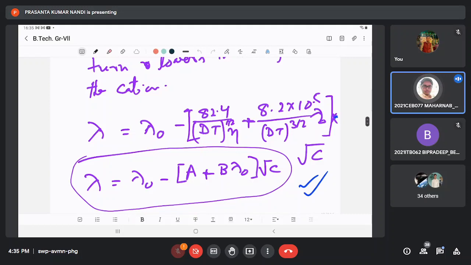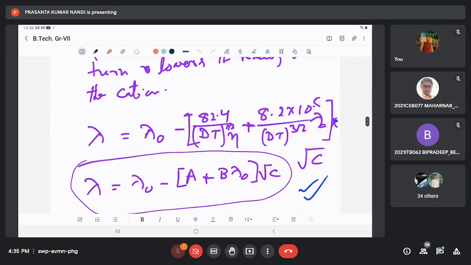Sir, will this proof be asked in the exam? No. No proof. Only you have to justify, you have to write down these explanations. What is the first term? Because it has the viscosity coefficient, you can remember that the first term in the parenthesis appears from the consideration of the electrophoretic effect. And the second term arises from the relaxation effect. So in compact notation, you can write lambda equal to lambda 0 minus, within the parenthesis, A plus B lambda 0, times square root of c. Where A is given by this expression, B is given by this expression, at a given temperature, and the dielectric constant D and T are also constant. So you can put it in this form.